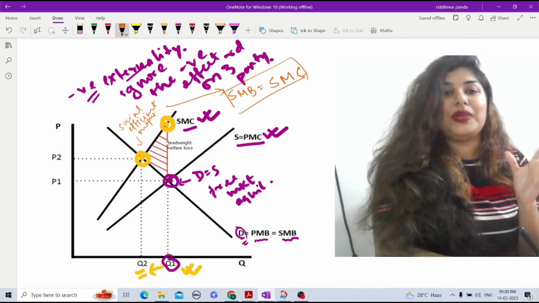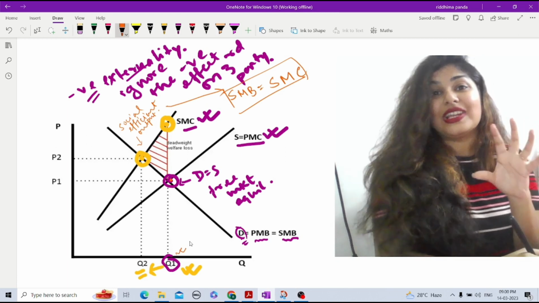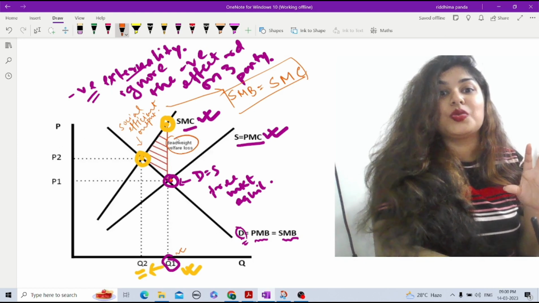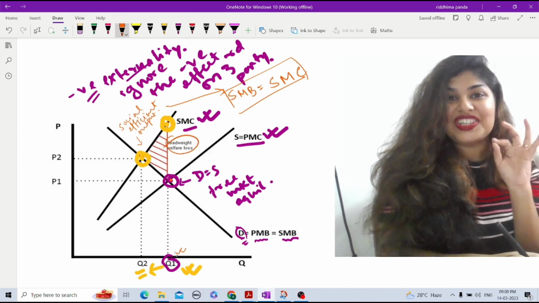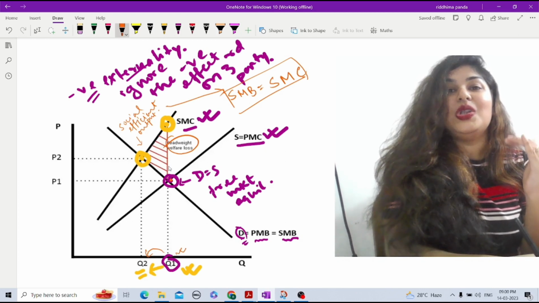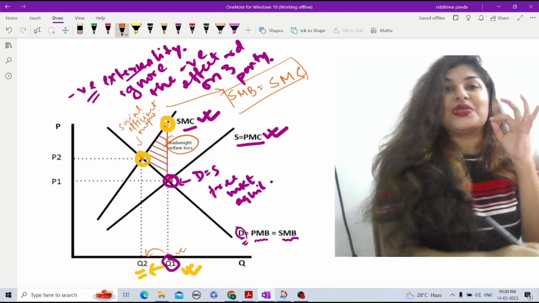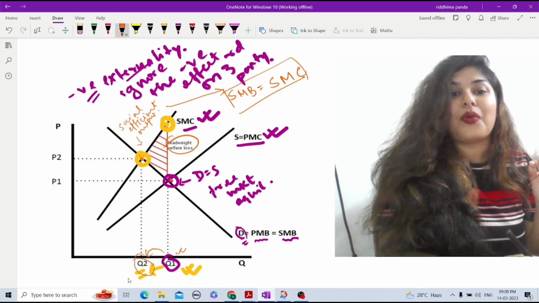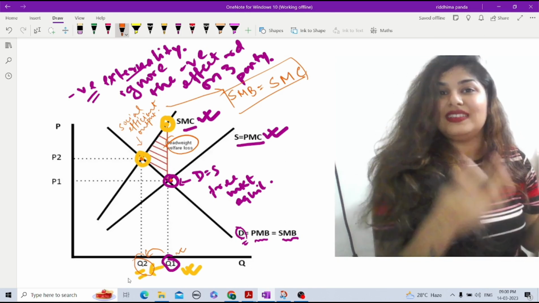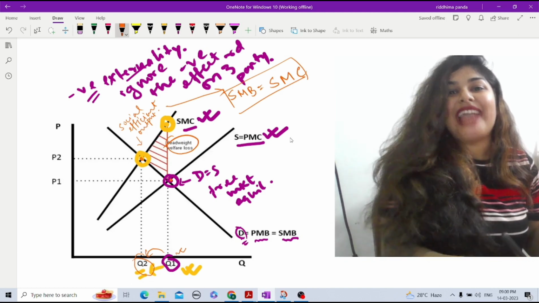So this is what you require for the efficient production. Now another point of view: when we were at this point producing Q1, we were ignoring the negative externality. So this shaded area is the deadweight loss to the society. But as the production is decreased from Q1 to Q2, you can see that the deadweight loss, that is the loss to the society, is also decreased, and here is the socially efficient quantity produced. This type of negative externality can be controlled through government intervention, through taxes, etc.